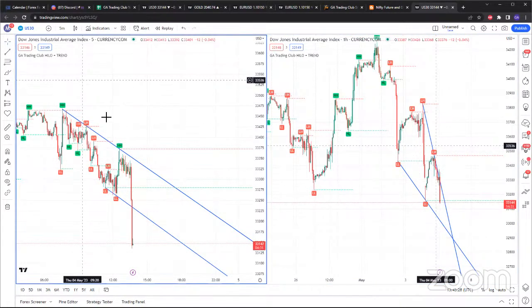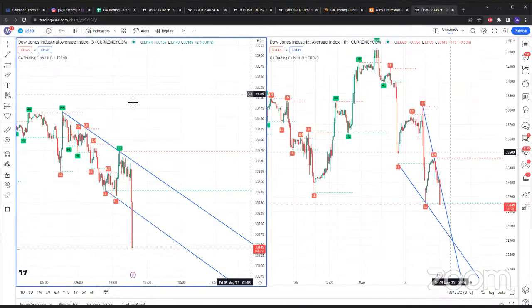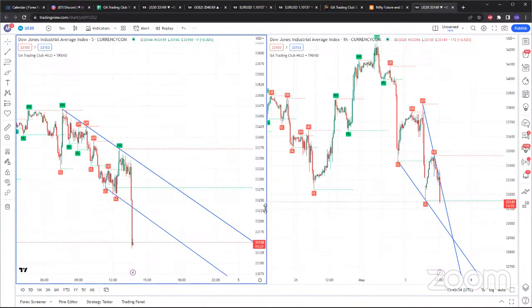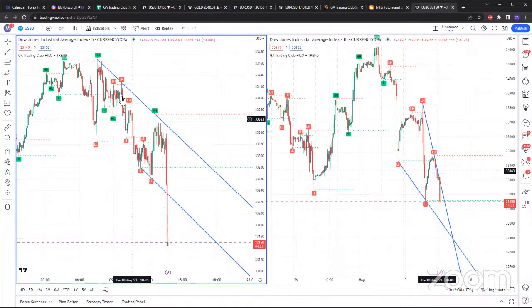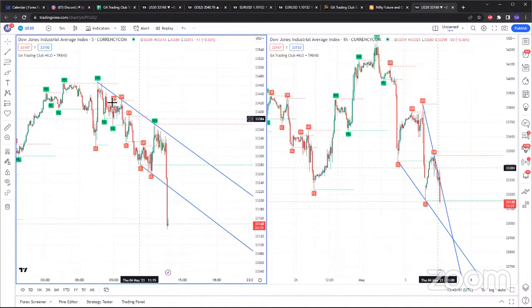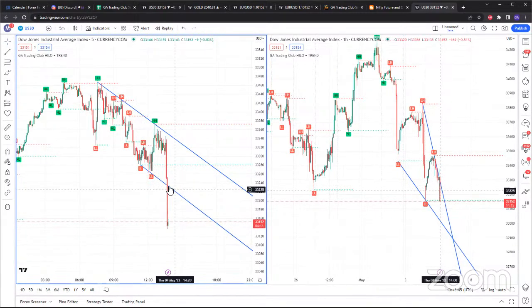But anyway, for US30, it's 9:45, so we can start looking for trades. You can see that US30 just broke this trend to the downside. We have these two trend lines on the 5-minute, and US30 broke the trend line to the downside.